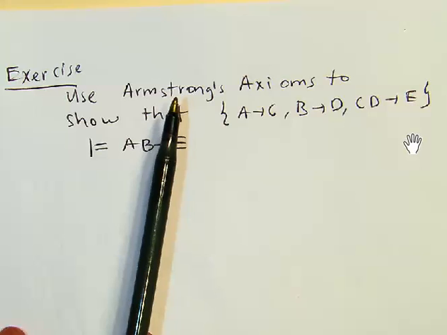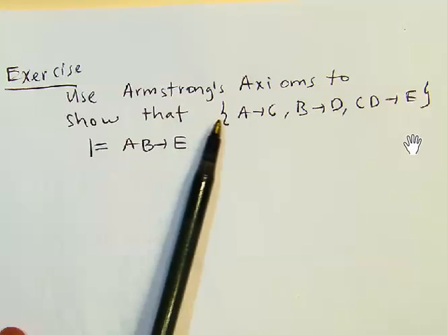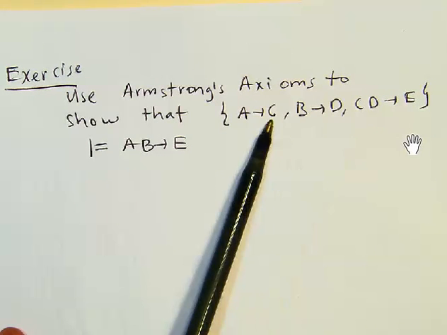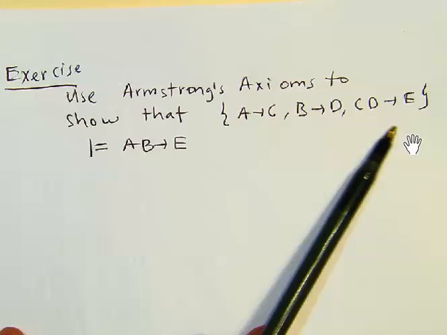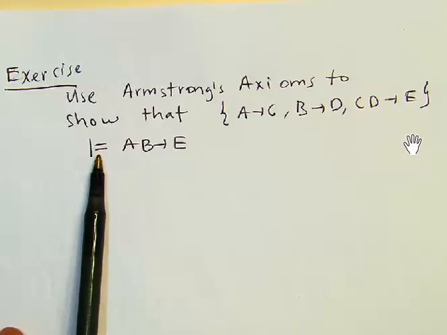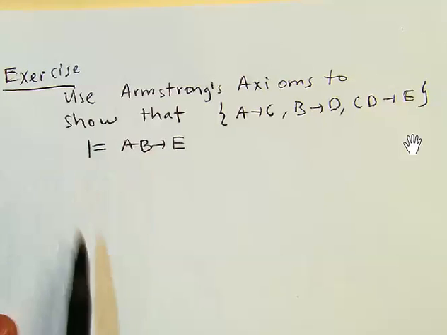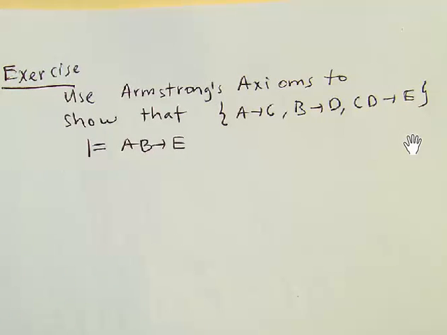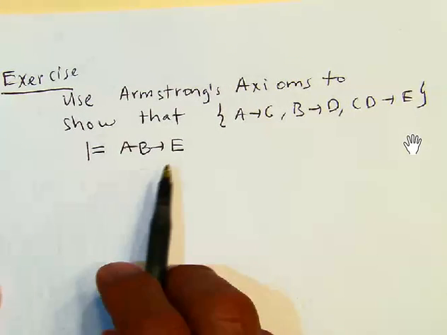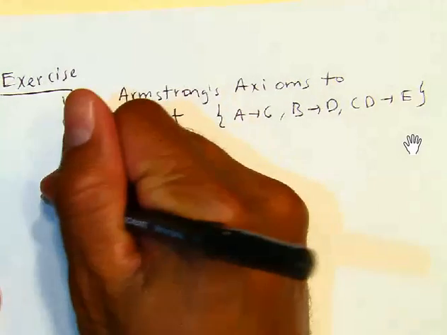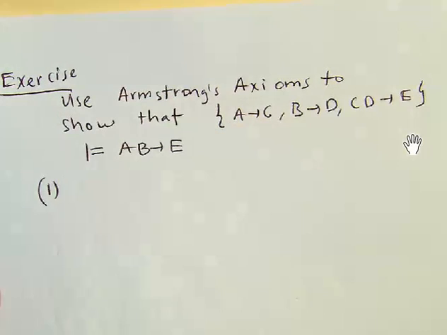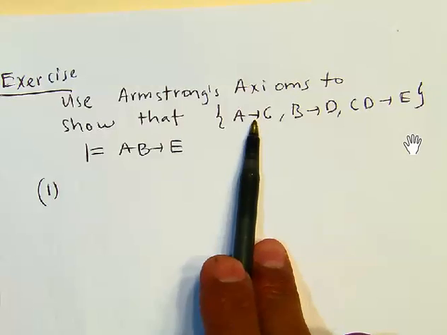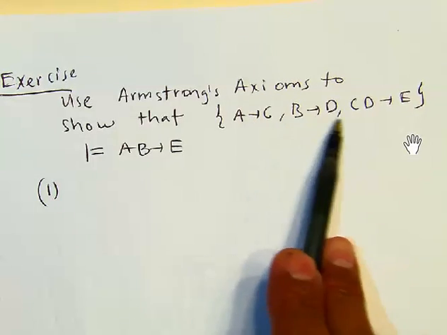it says we'll use Armstrong axioms to show that if we know this, so this is what is given, then this logically implies this. So then, as we did in the previous tutorial, we write statements until we reach this conclusion. So the initial statements are what is given. So basically what we're doing is giving names, like this is statement 1, statement 2, and statement 3.